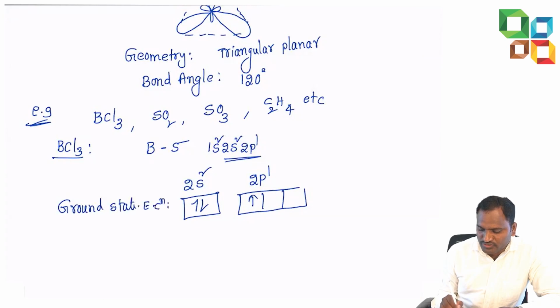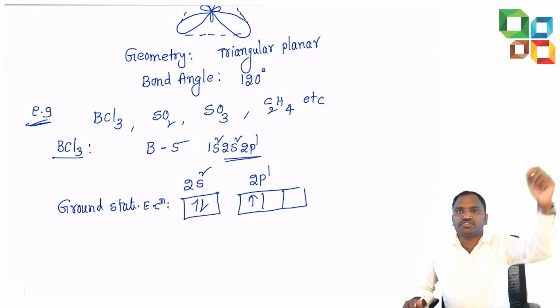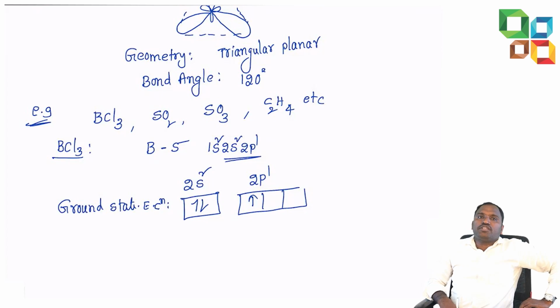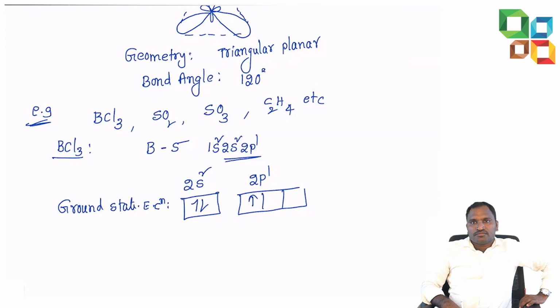Now you answer my question. How many unpaired electrons do we need here, in BCl3? 3. Arman, correct answer. Sandra, correct answer. 3 unpaired electrons we need. Why 3 unpaired electrons? Because boron is forming 3 bonds, isn't it? Yes, Srivani, correct answer. For 3 bonds, 3 unpaired electrons we need.